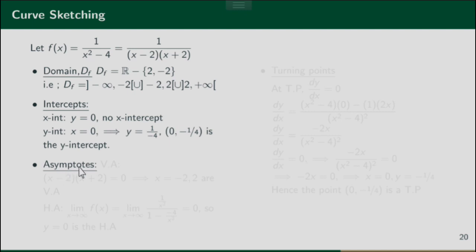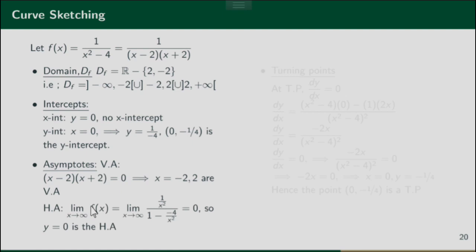Now, let's start with the vertical asymptote. The vertical asymptotes are simply the points where the graph is undefined. In this case, we just equate the denominator to 0 and we get two values, negative 2 and 2. Notice that the vertical asymptote can easily be obtained from the domain of the function, that is, a point where the function is not defined.